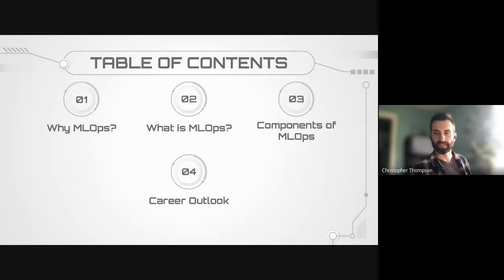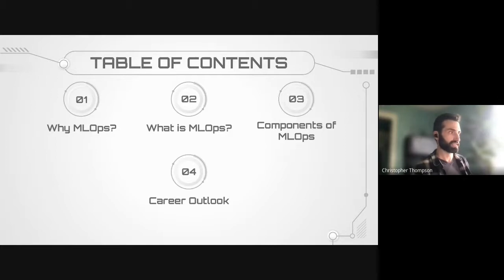So that's the idea of MLOps: how do we get machine learning models into production, and how do we keep them healthy and make sure that they continue to function as we expect and meet the objectives that we've set for them.